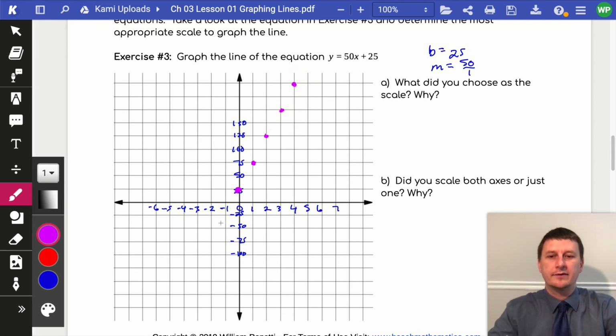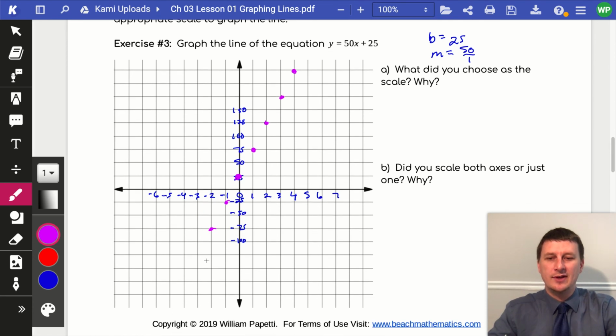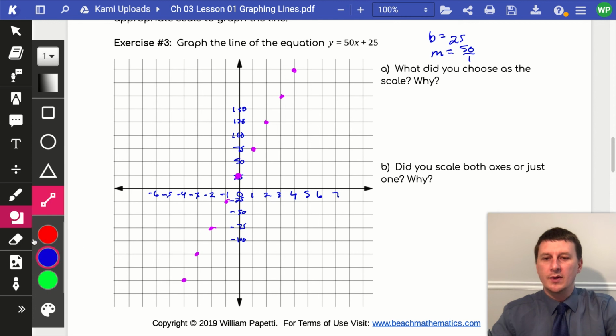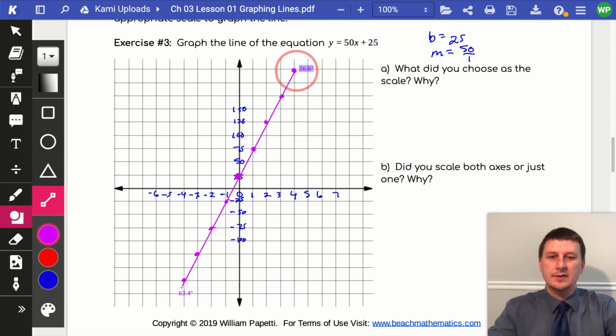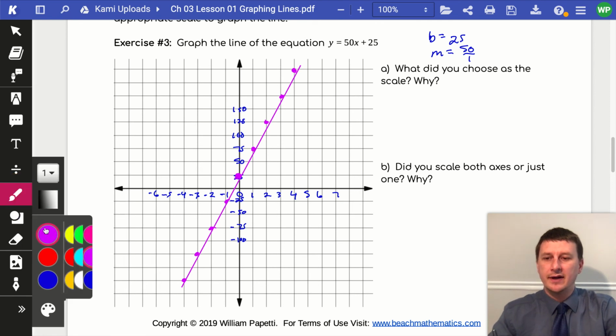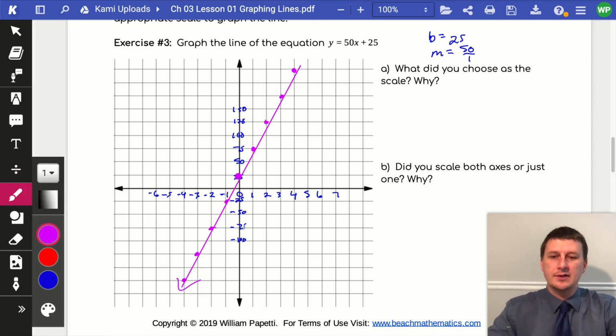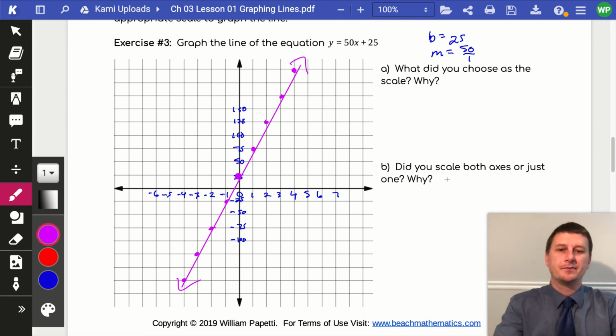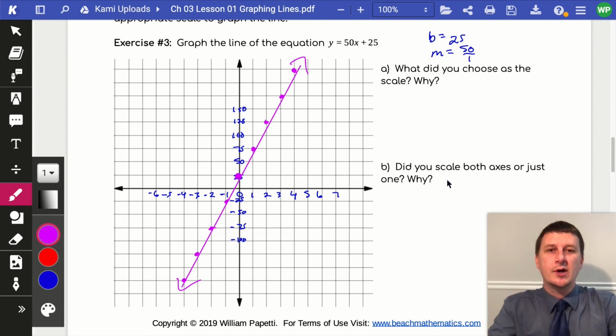And again, when I run out of room, I'm going to go down 50 over 1, down 50 over 1, and continue that pattern all the way until the edge of my graph, which is right here. Once I have all the points that fit on that plane, I'm going to connect them as straight as possible. And once I do that, I'll finalize it by adding arrows to the end of my line to show that that line goes on forever in both directions. And now I'll answer my 2 questions.